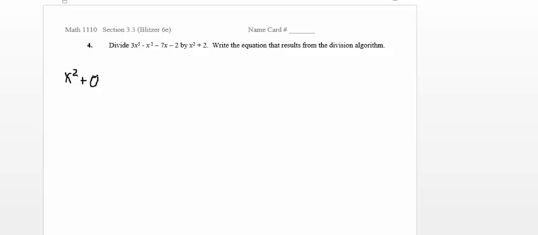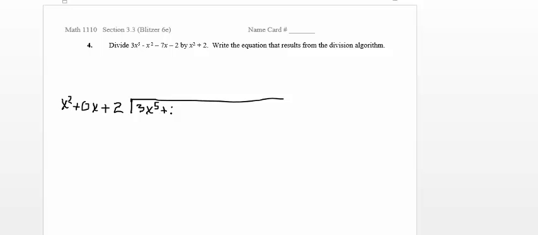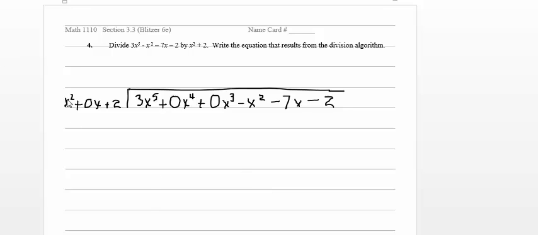So let's divide our polynomial by x squared plus 2. Since x squared plus 2 is not of the form x minus c, I have to use long division. So I can't use synthetic division on this problem. Alright, so I need to fill in the missing powers. There's a missing power of x in the divisor. I write 0x, and two missing powers in the dividend.